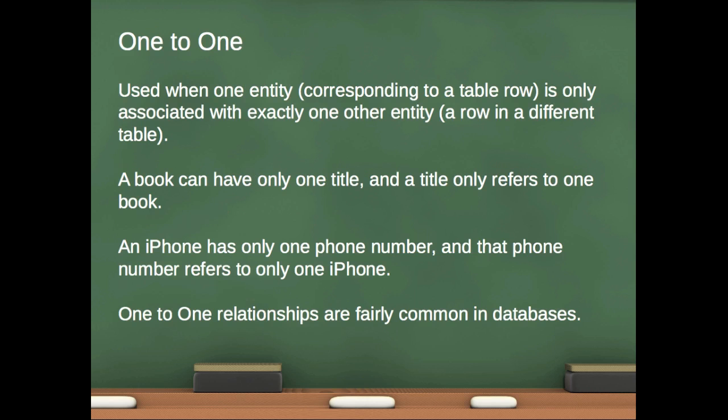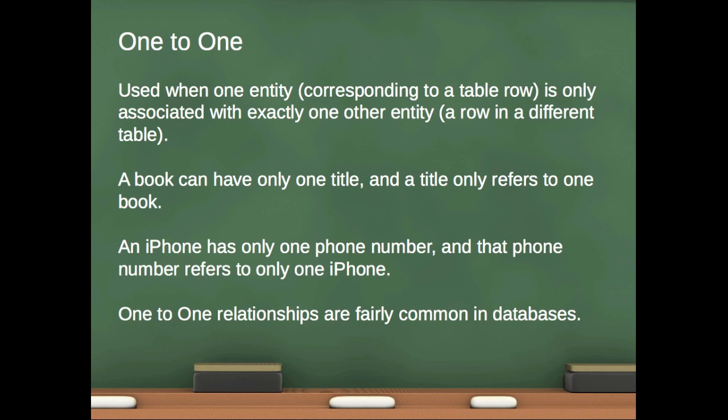So here are some examples. A one-to-one relationship is when an entity, which is a row in a table, is only associated with exactly one other entity, a row in a different table. So some examples here. A book can have only one title, and a single title refers to one book, let's say in a perfect world. An iPhone has only one phone number associated with it, and that phone number uniquely identifies that iPhone. That's just a couple of real-world examples that we might use to point to what a one-to-one relationship is.